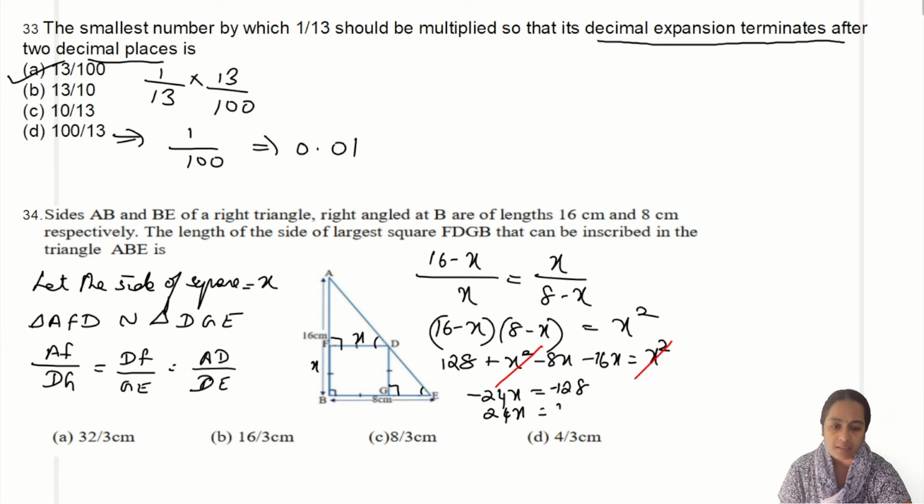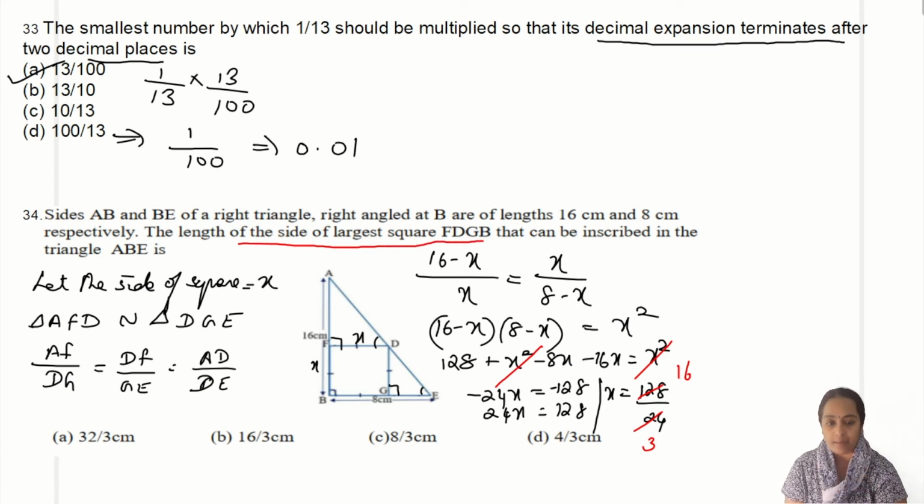What is my X here? X is 128 divided by 24. Let me cancel and see what answer I'm getting. 8 3s are 24, so 16 by 3 I have. So the largest side, the length of the side of the square which can be inscribed inside the triangle ABE is going to be 16 by 3. 16 by 3 is option B, children. Option B is the correct answer.